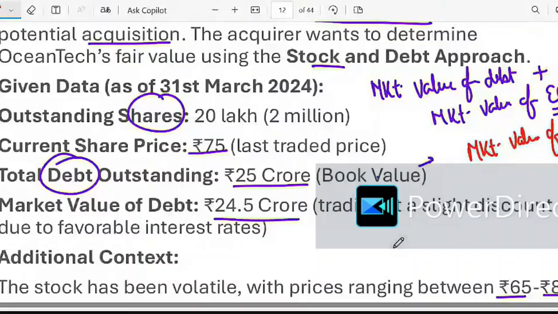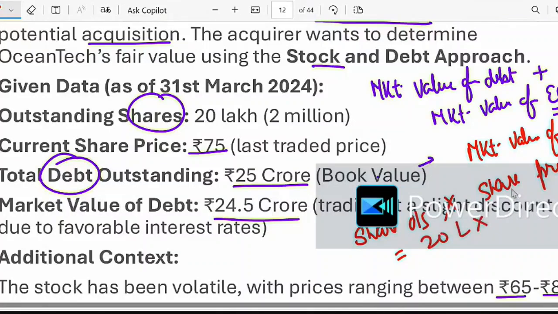It is very simple. What you do, share outstanding multiplied by share price will give you the market value of equity. So what is share outstanding? 20 lakh shares are outstanding. And what is the share price? Share price is rupees 75. So just multiply 20 lakh by 75. This will give you 15 crore. So this 15 crore is the market value of equity.